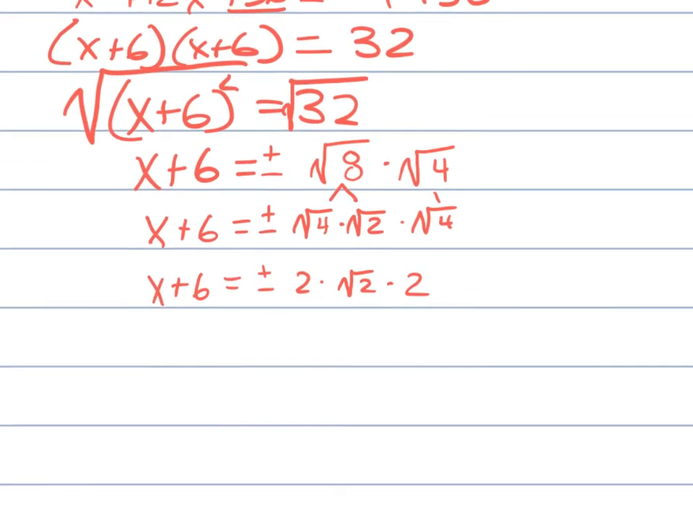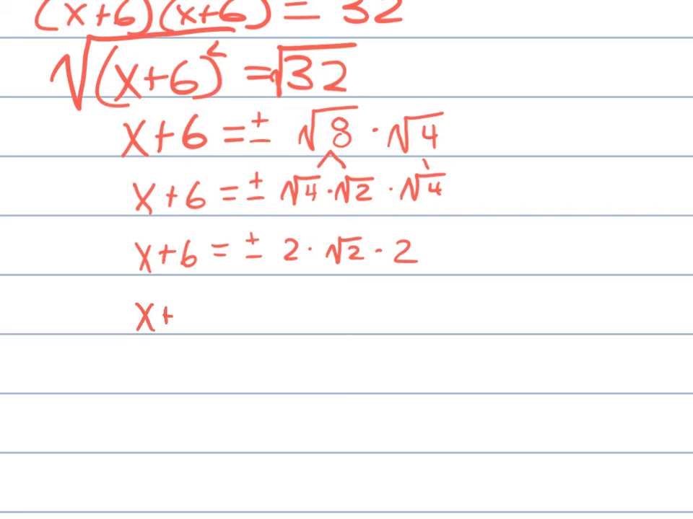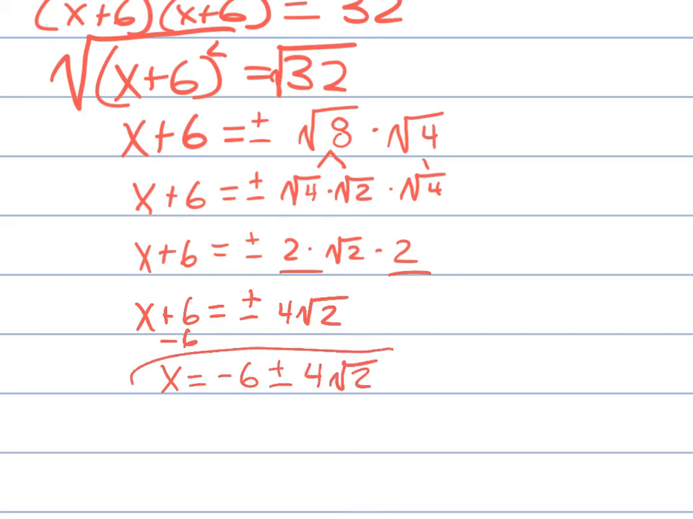What does the right-hand side become? So you're subtracting 6. Plus or minus 4 square root of 2. Good, and now it's the simple version. So x equals negative 6 plus or minus 4 square root of 2. Beautiful.